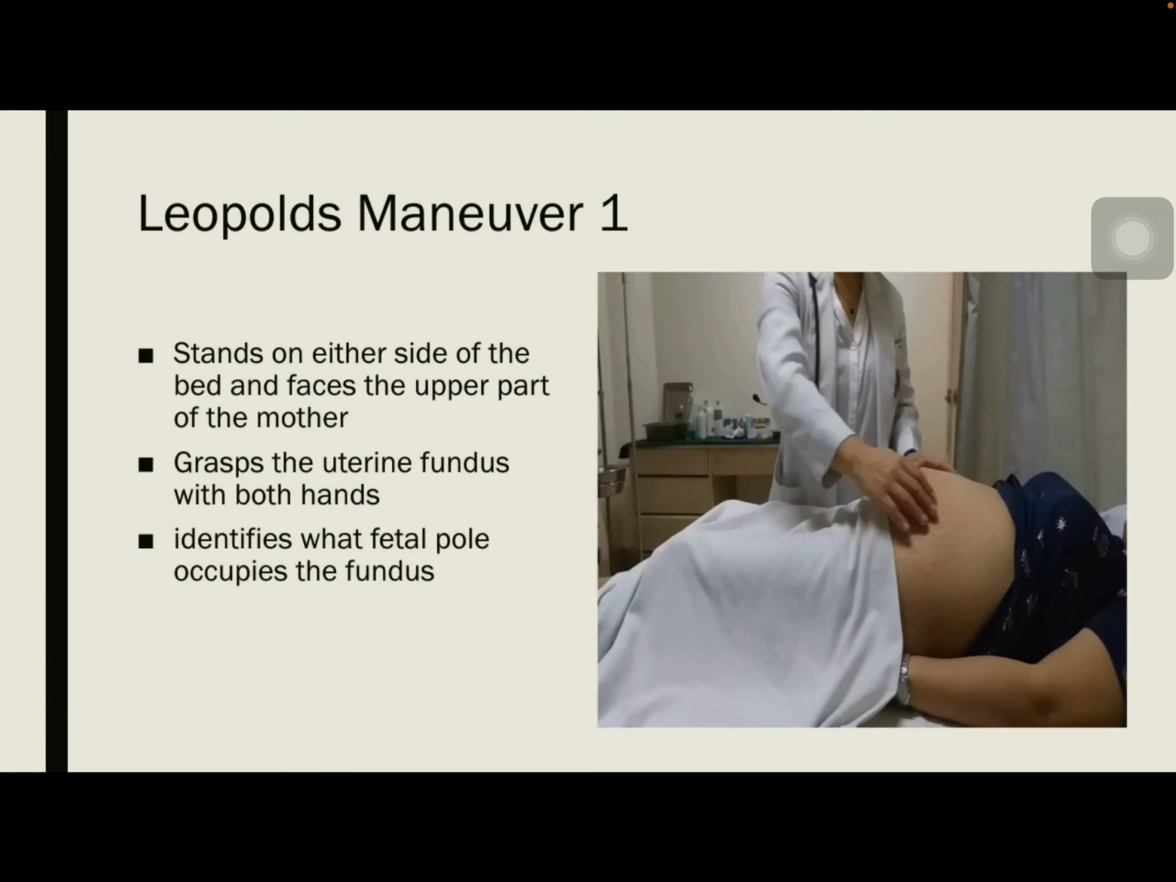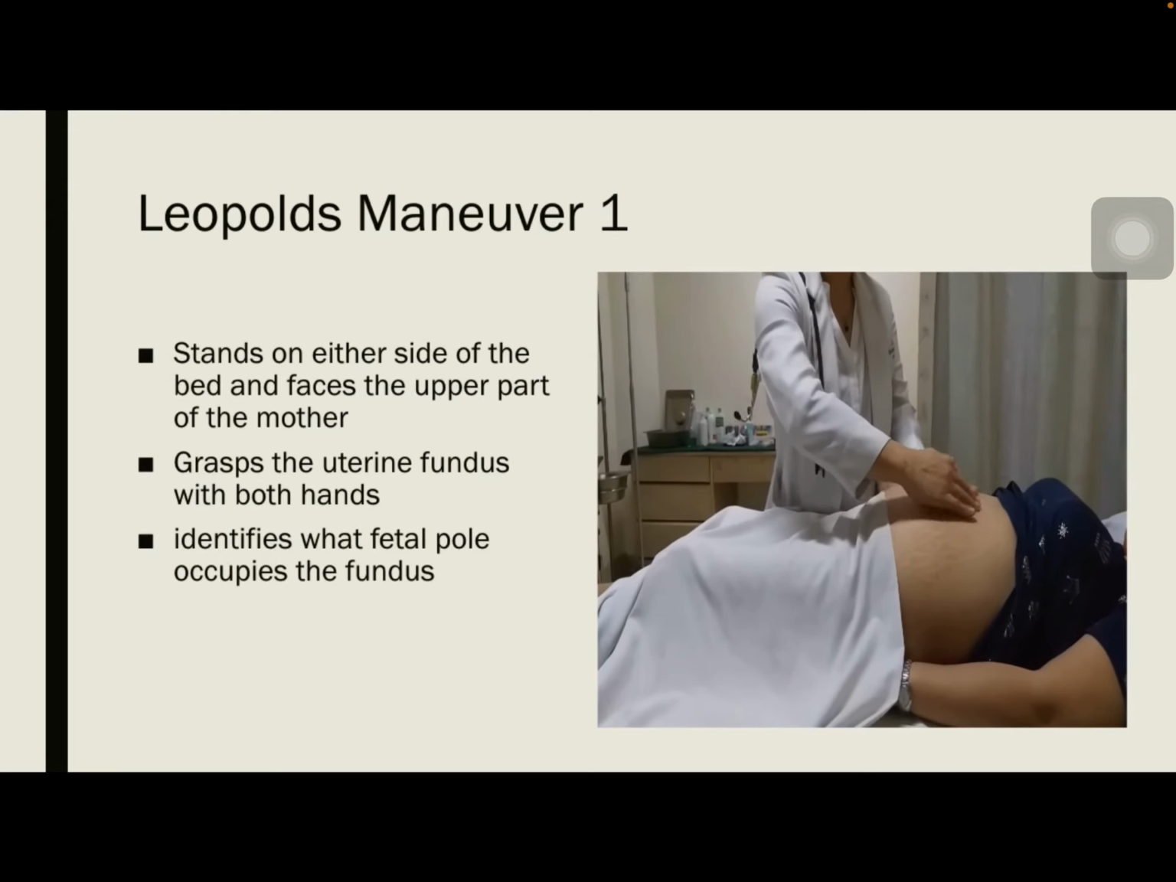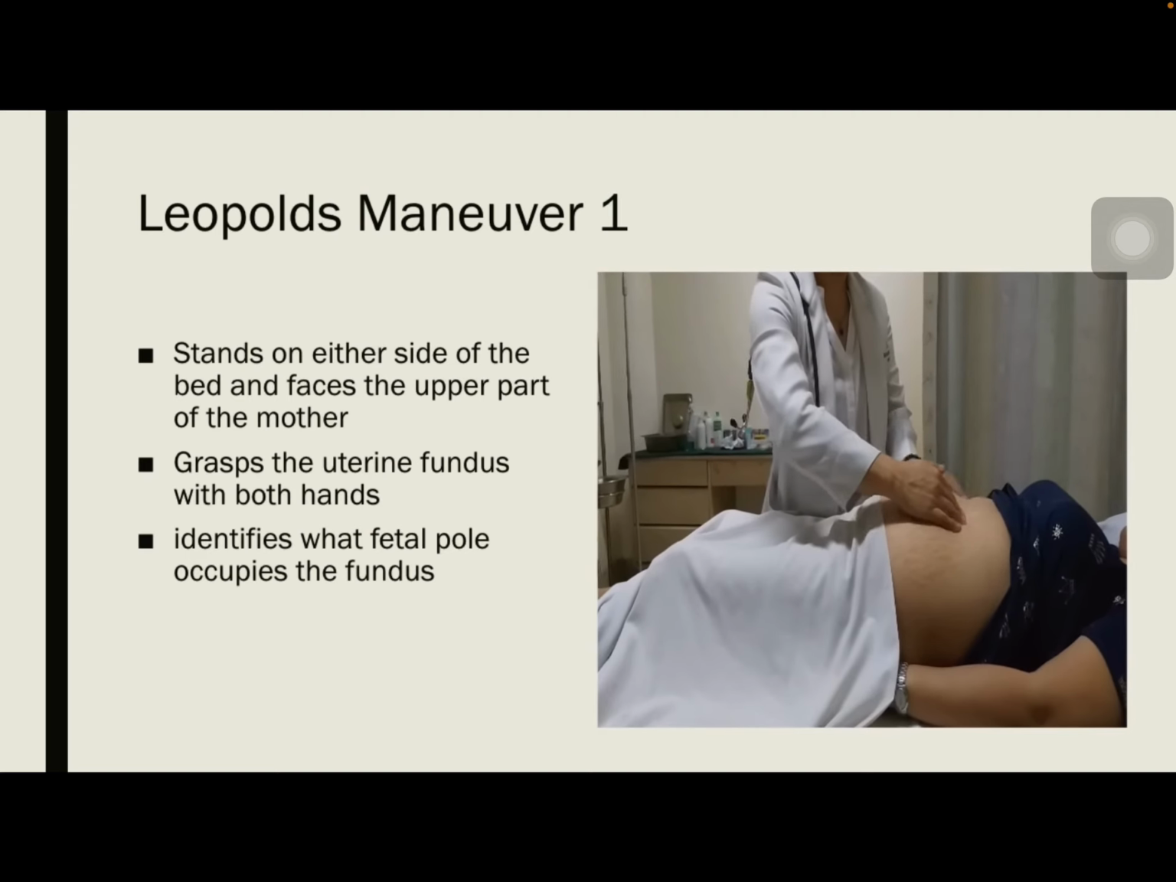So now let's do the Leopold's maneuvers. So first, the Leopold's maneuver 1. You stand on either side of the bed and face the upper part of the mother. Grasp the uterine fundus with both hands and identify what fetal pole occupies the fundus.